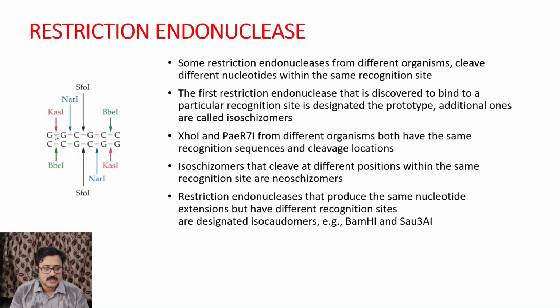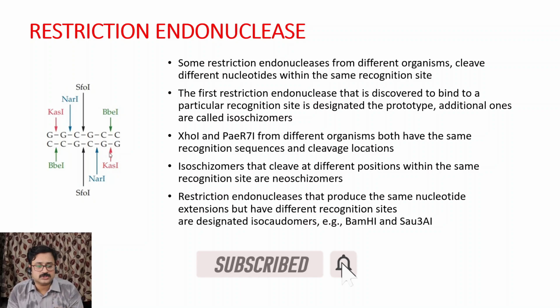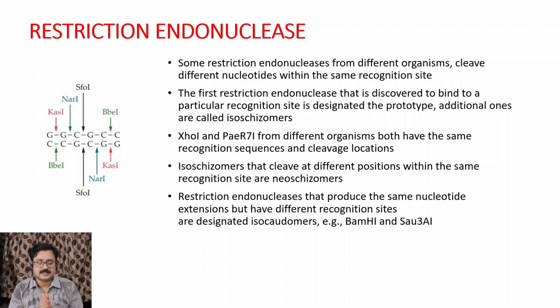So this is an example. For all of these 4 restriction endonucleases, they share the recognition site, this is the recognition site, and within it they have different cleavage sites. This kind of isoschizomers that cleave at different nucleotides at different positions within the same recognition site are called neoschizomers. So what are the terms? First one is isoschizomers, and the isoschizomers which cleave at different positions within the same recognition site are called neoschizomers. There is another type here.